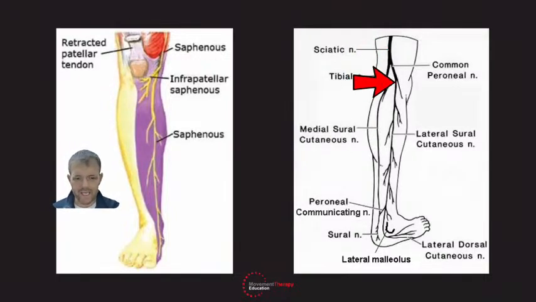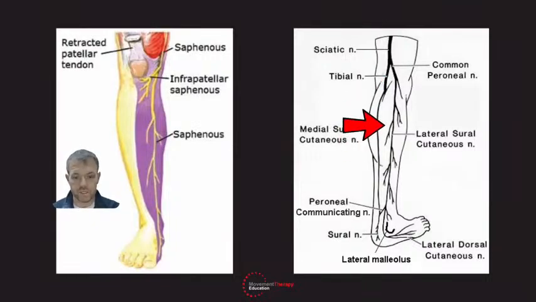And then we've got the sural branch. So we've got lateral sural cutaneous and medial sural cutaneous coming off of the original peroneal and tibial nerves, and these are purely sensory. The lateral sural is the skin over the lateral aspect of the foot and the lateral aspect of the calf, and then the back of the calf is your medial sural.